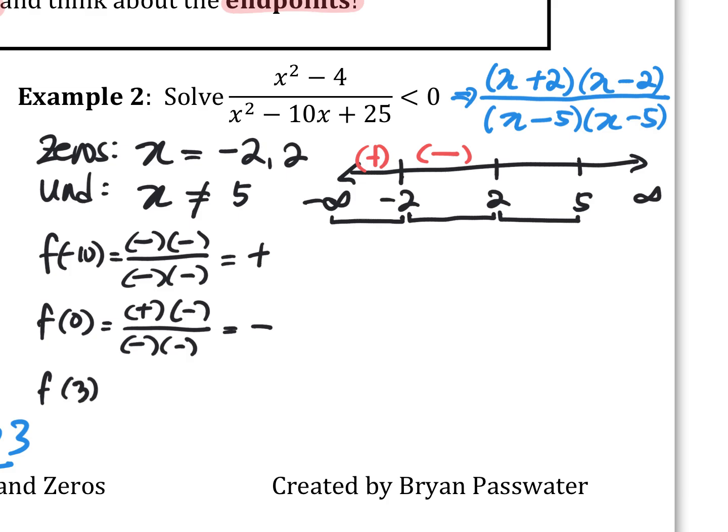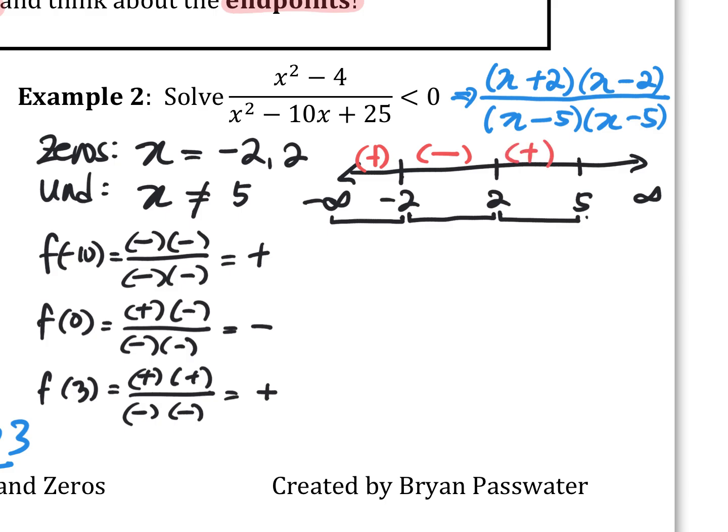Okay, so here f of 3. So 3 plus 2 is going to give me a positive sign. 3 minus 2 is still a positive sign. Here, 3 minus 5 is going to give me negative, and also with the other factor. So positive times positive is positive, negative times negative is positive, so a total of positive in here. So on this side, I have a positive sign.